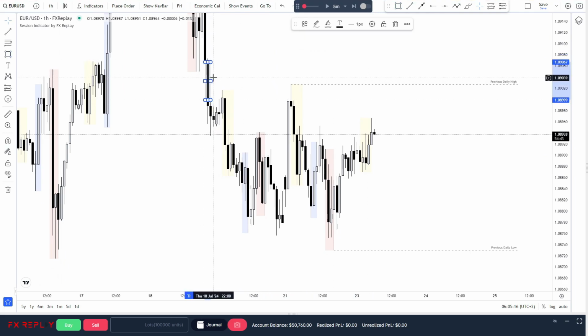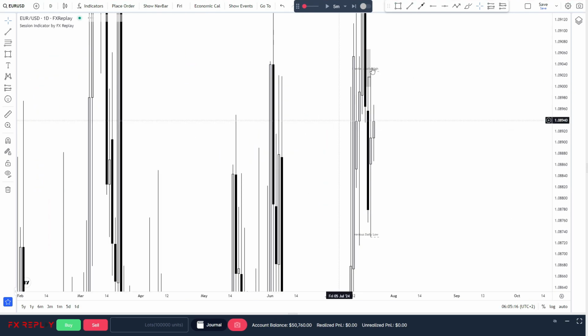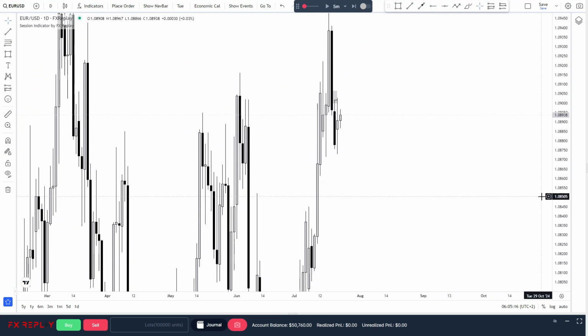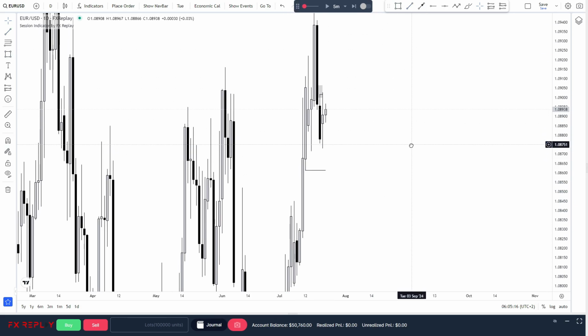From this hourly fair value gap, we've swept that high that was made inside of it, and then we went straight down. This is where I took a swing trade on another account, because I was expecting price to trade down into this daily fair value gap, right? So let me just mark it up with a line, as that was our target.